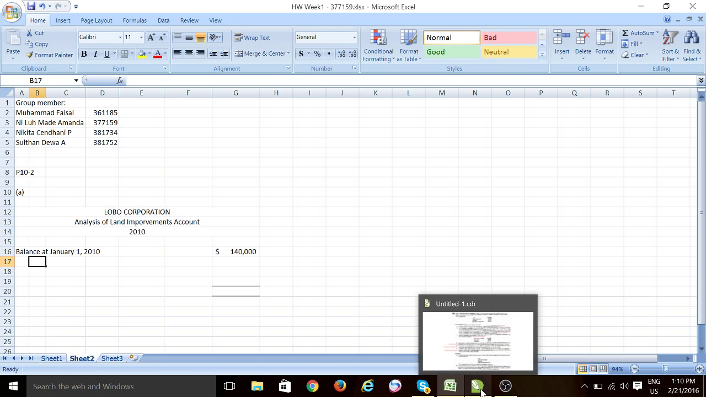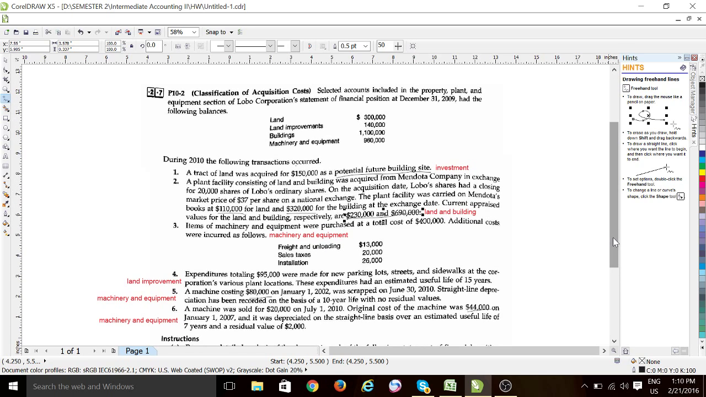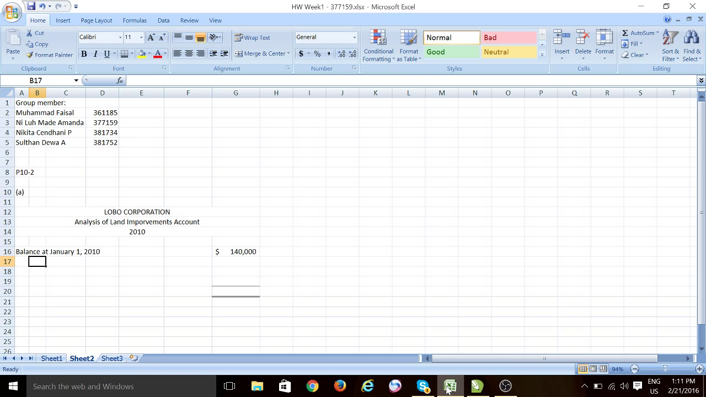Then go back to the transactions and note down the transactions which affect the land improvement. It's the fourth transaction: expenditure totaling $95,000 for new parking lots, streets, and sidewalks. So we note that down: parking lots, streets, and sidewalks for $95,000.